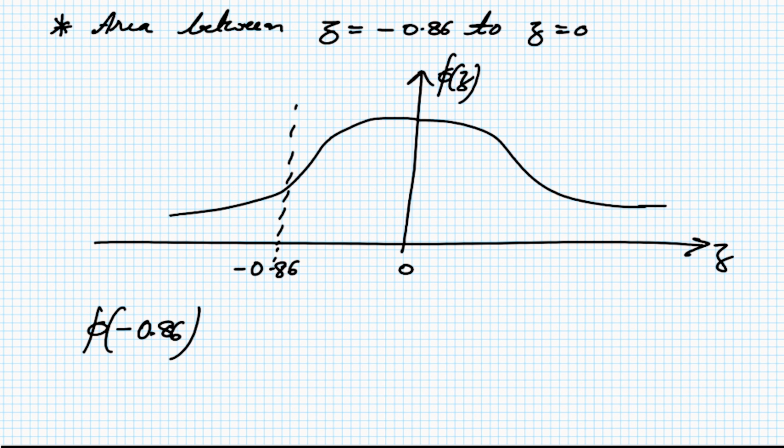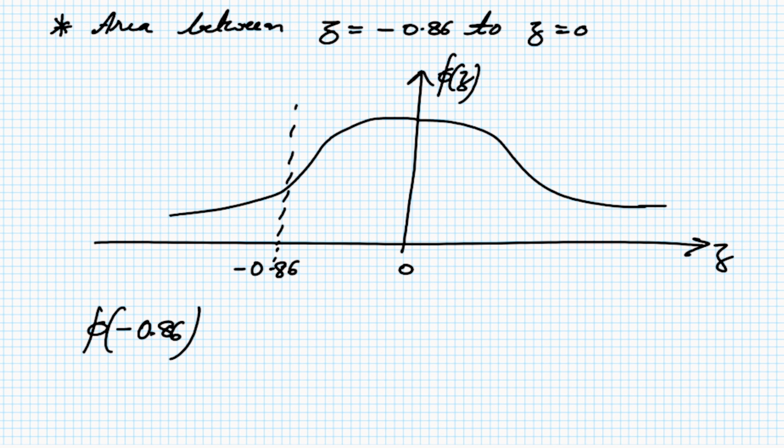In the previous problem, for the area between 0 to 1.55, I simply calculated phi of 1.55, because the table gives any value between 0 to z. That z you need to find in the table. Z is 1.55, and I got the area 0 to 1.55. Similarly, now I am supposed to find phi of minus 0.86 on the table. But as I see, the table only has positive values. I can find 0.86 but not minus 0.86.